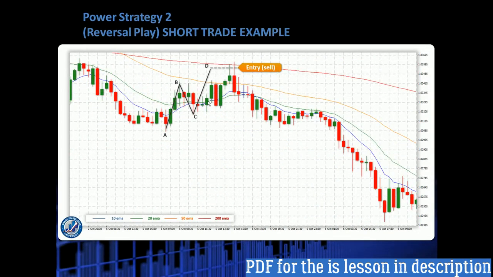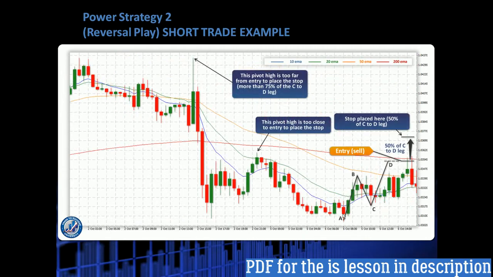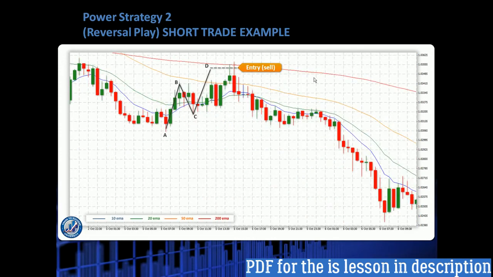So this is the same trade. I'm just going to go back. This is the same chart. This is the ABCD. I'm just moving the chart to the right to show you what happens in the trade. So here is the ABCD. That's our entry price here.